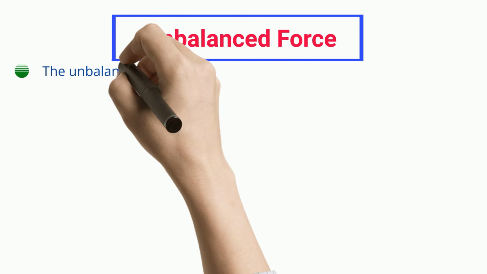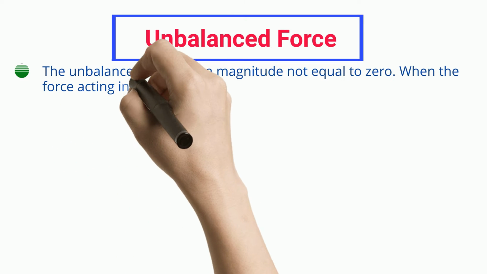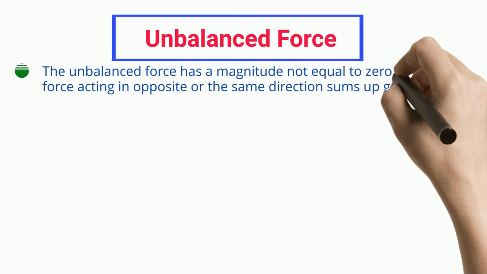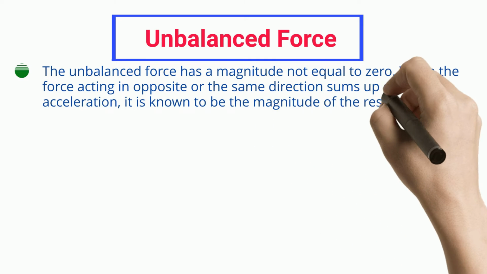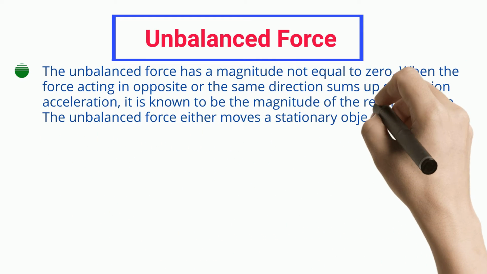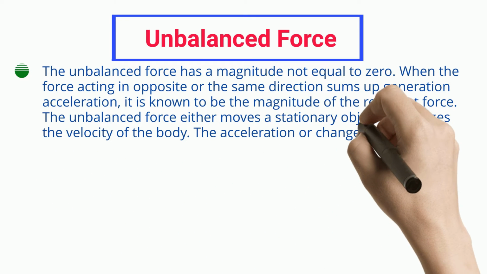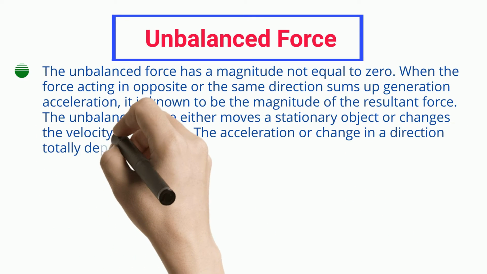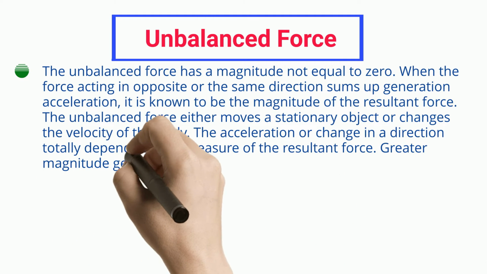Unbalanced force. The unbalanced force has a magnitude not equal to 0. When the forces acting in opposite or the same direction sum up to generate acceleration, it is known as the magnitude of the resultant force. The unbalanced force either moves a stationary object or changes the velocity of the body. The acceleration or change in direction totally depends on the measure of the resultant force. Greater magnitude generates greater deflection.